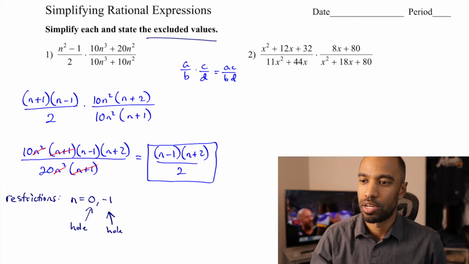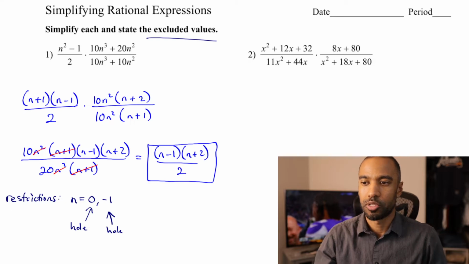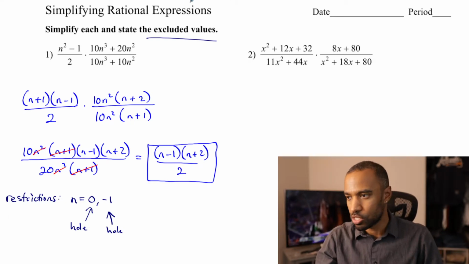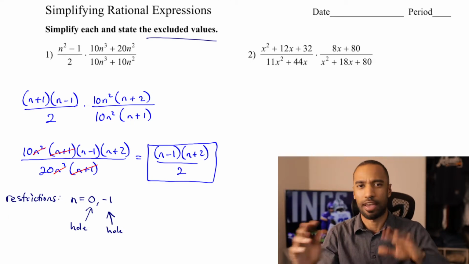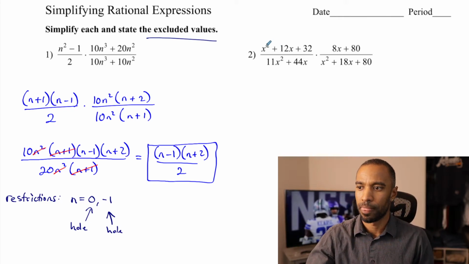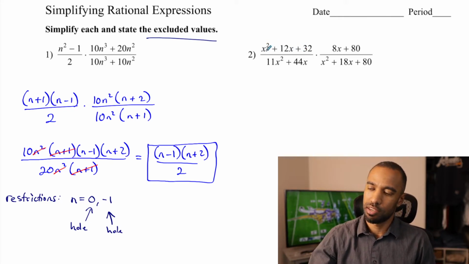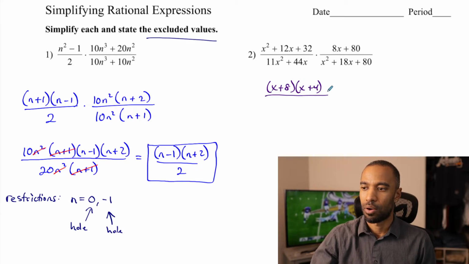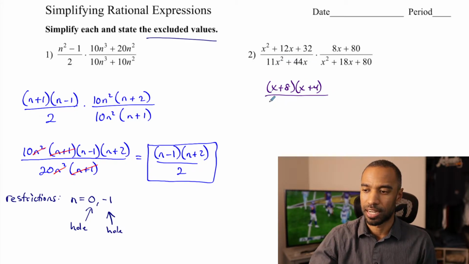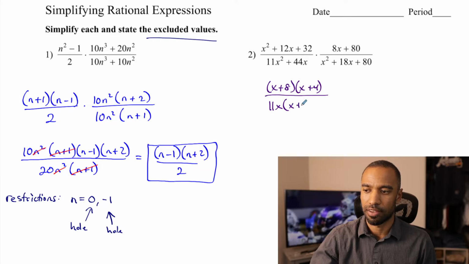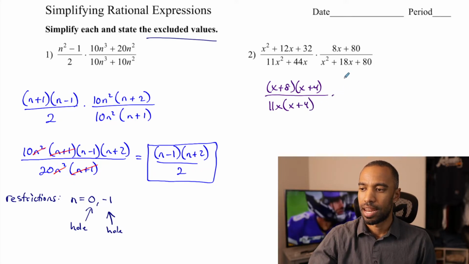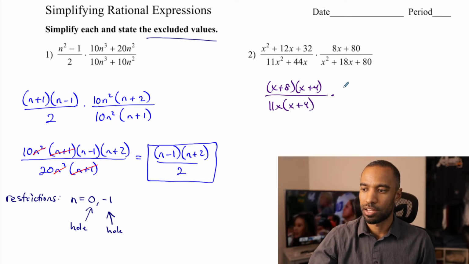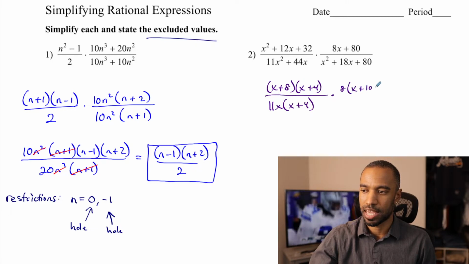Let's dive into number 2. All right, number 2, same kind of things as before, guys. Let's just look for things to factor. So right here on top, I need to find 2 numbers that multiply to make 32 and add to make 12. That would be 8 and 4. So this is x plus 8 times x plus 4. Now on bottom, I have a common factor of 11x. If I factor out 11x, I have x plus 4. Now times, a common factor of 8 on top leaves me with x plus 10.